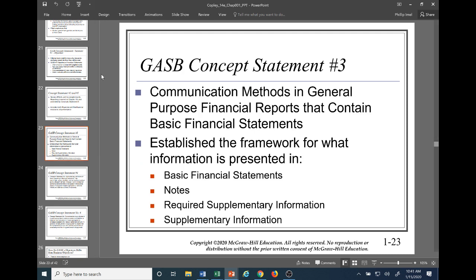GASB concept statement number 3 is going to deal with communication methods and the general purpose financial reports that contain the basic financial statements. This established a framework for what information is to be presented. As we know, basic financial statements, then we have notes, required supplementary information, and supplementary information. So that's going to be the main outlay of our statements. They will have different statements for different types of funds, as we'll see, but that's pretty much the main framework for the overall look at it.